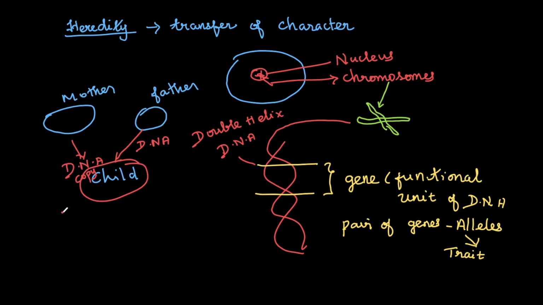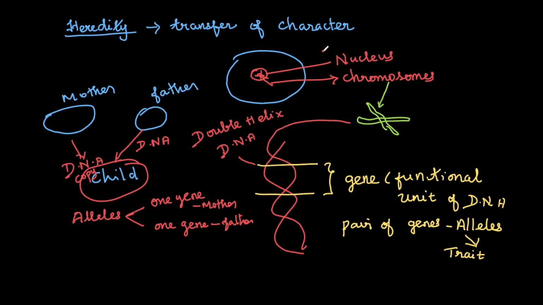So from the gene, if you take alleles, one gene they get from the mother and one gene from the father. So a pair of genes is responsible for one particular trait. These are the basic concepts you have to understand.